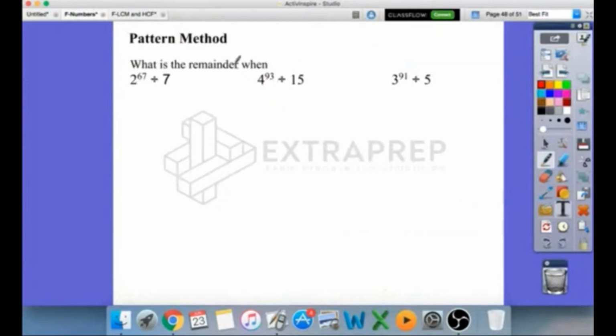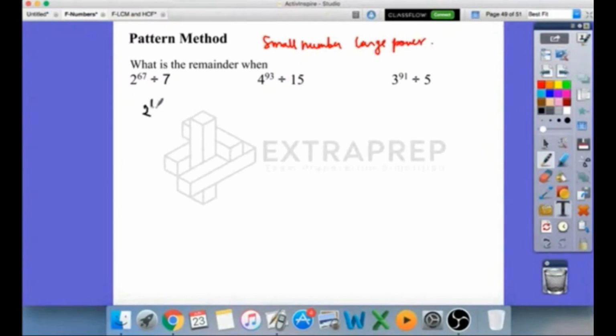Pattern method. It's called a pattern method because it follows a particular pattern. The questions would be something like this. What is the remainder when 2 power 67 is divided by 7? What is the remainder when 4 power 93 is divided by 15? What is the remainder when 3 power 91 is divided by 5? So a small number, large power. Pattern method is for a small number with a large power. Let's see how to solve this.